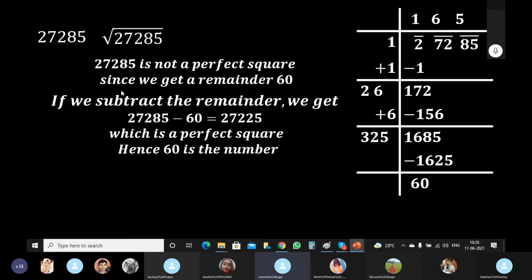The same thing I did. 27285 is not a perfect square since we get 60 as the remainder. So what we will do? We will subtract 60 from there. So what we get? 27225, and 27225 is the square of 165. Yes or no? 60 is the number which should be subtracted. I hope you have understood both the methods. Now let's see what your IQ says.